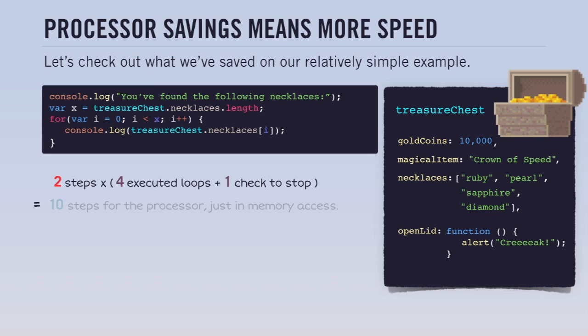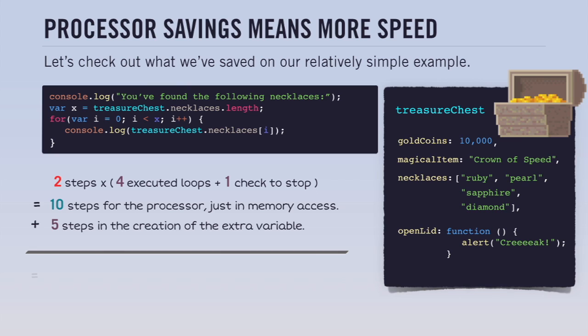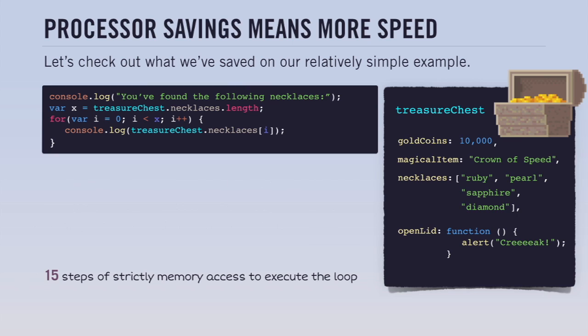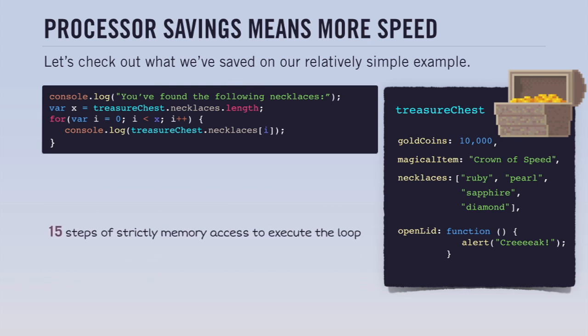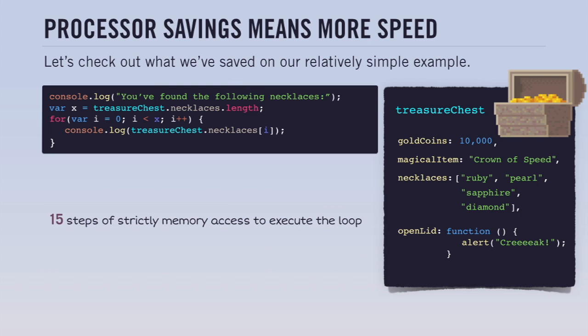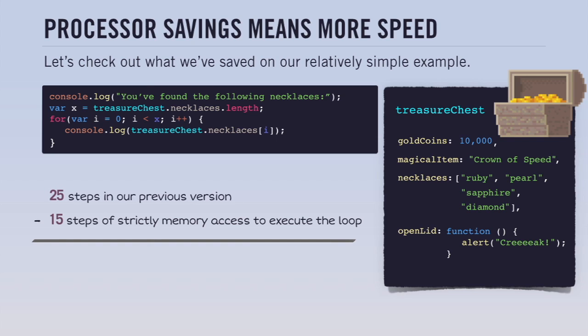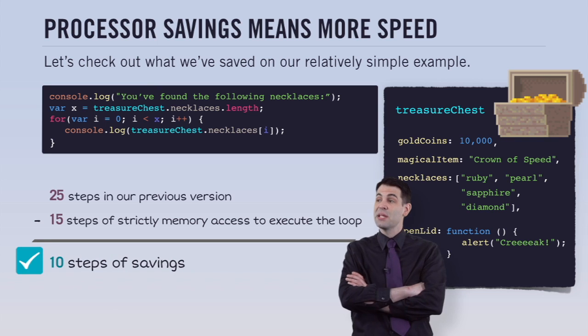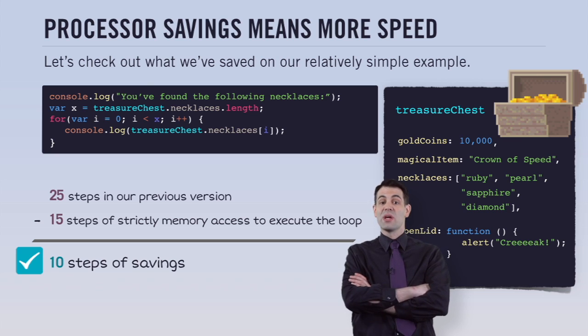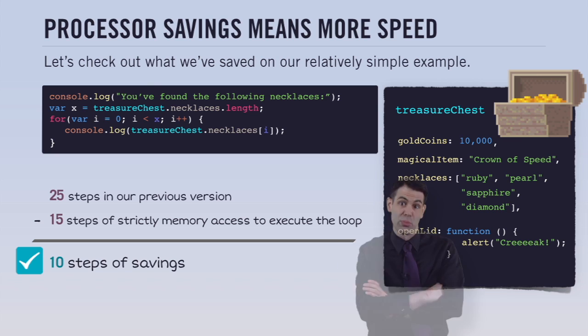So 2 times 5 is 10 steps for the processor just in memory access. Then we'll add in those 5 extra steps in the creation of that extra x variable. So a total of 15 steps of strictly memory access to execute just one loop. Seems pretty good. Let's check out the difference. In our previous version, we took 25 steps to figure that out. So the difference, of course, is 10 steps of savings. Now that may not seem like a lot, but let's check out what happens when we grow our data considerably.